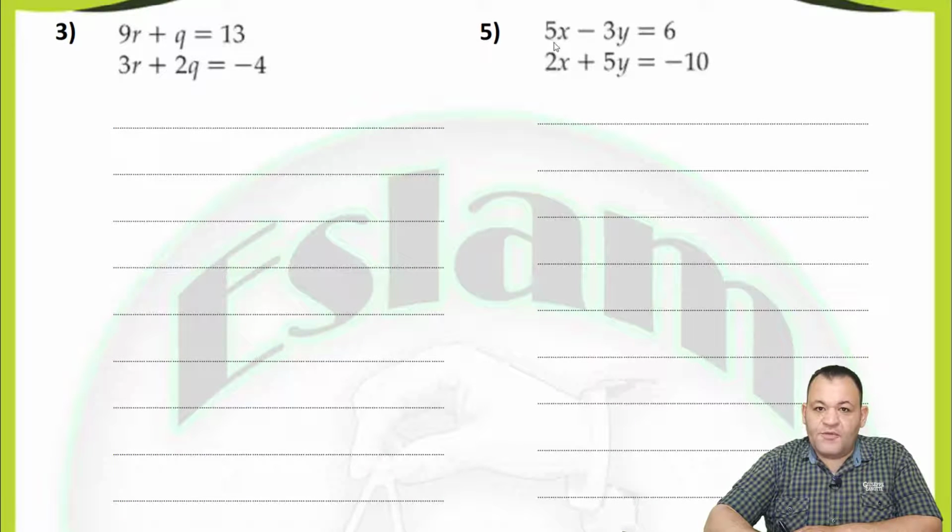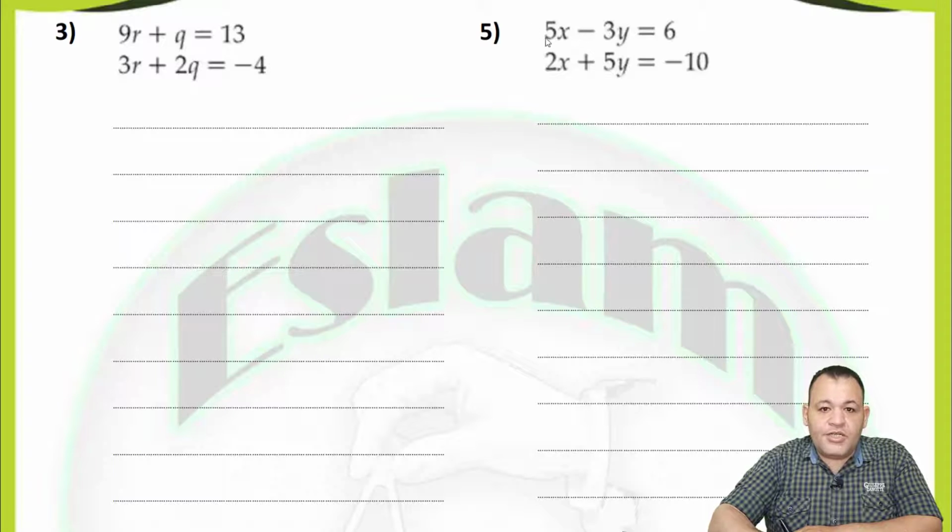In question number 3, we have 5x minus 3y equals 6 and 2x plus 5y equals negative 10. If you look at x, you will find 5 and 2. You can't convert one of them to the other. And for y, we have negative 3 and 5. You can't multiply 3 to be 5. The only way that you can solve is to multiply by both coefficients.